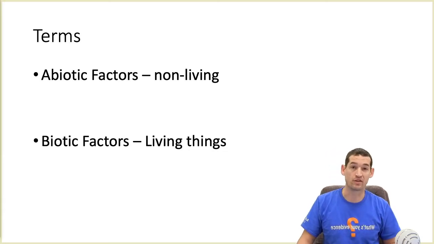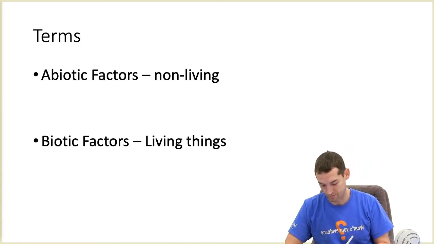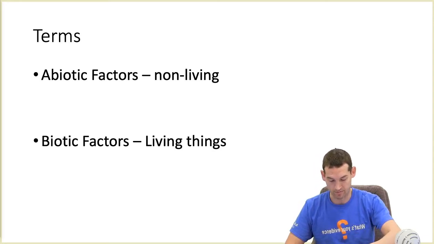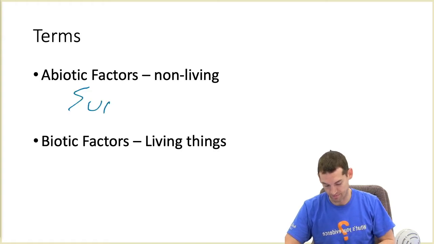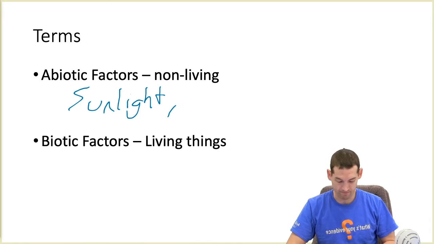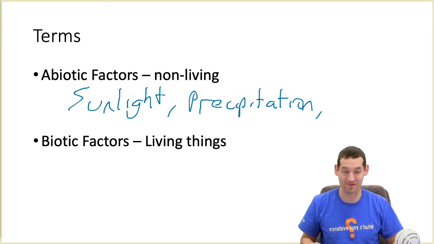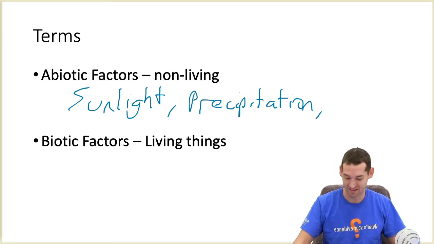A good example of an abiotic factor might be something like sunlight. Maybe. Come on. My pencil doesn't want to work. Because it's dead. Okay, we'll try it this way. Okay, something like sunlight. It can be precipitation. Sorry for the messy writing. Hopefully my pencil will be charged for the other lesson, so it won't be so bad.